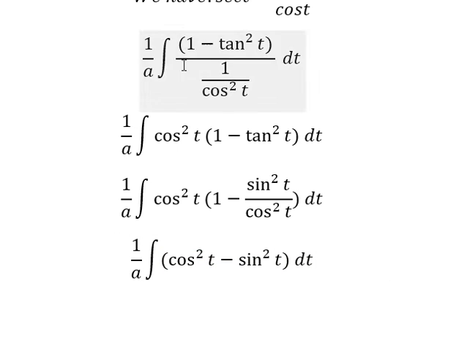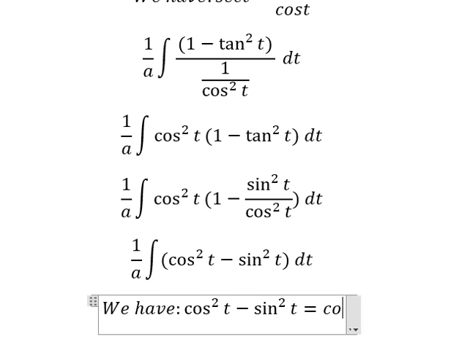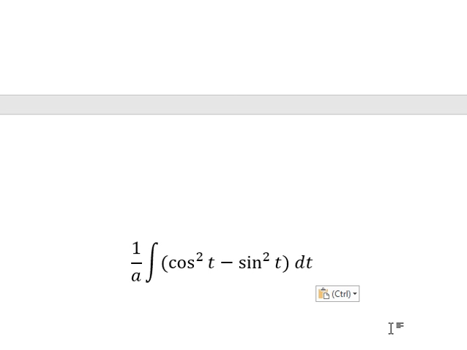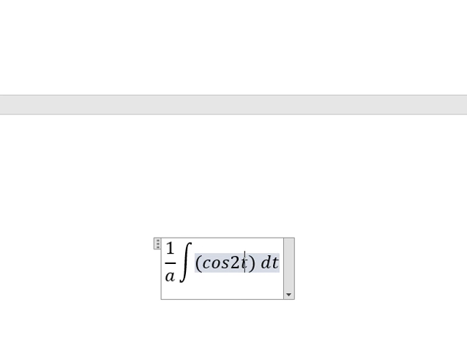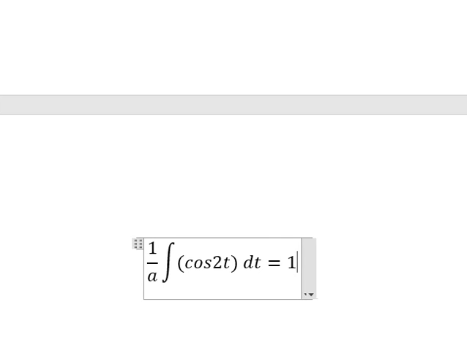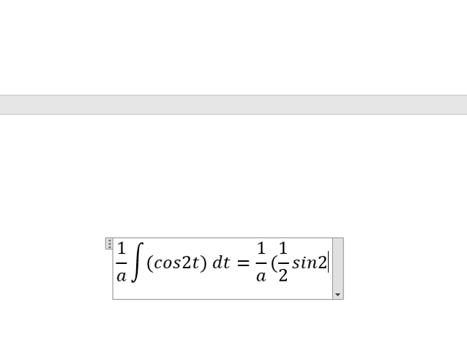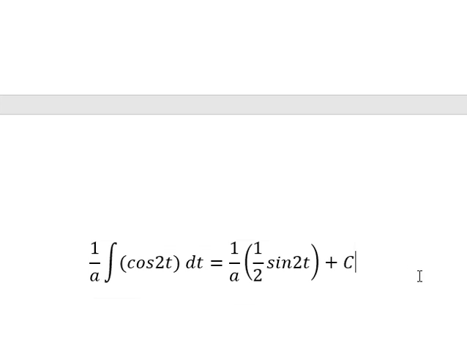Next, we have the formula in here. So we need to change from this one into cosine 2t. And this one we have 1 over 2 sine 2t. And later I will put c.